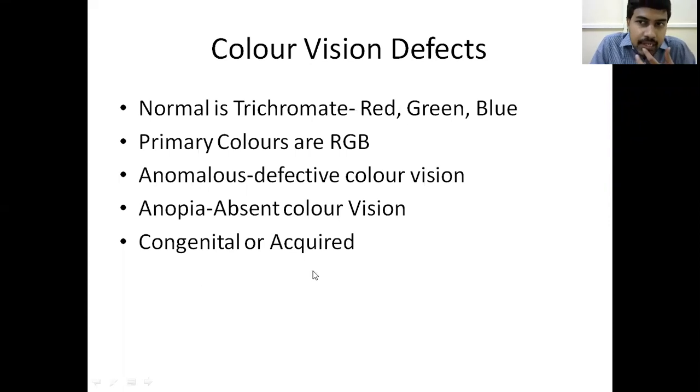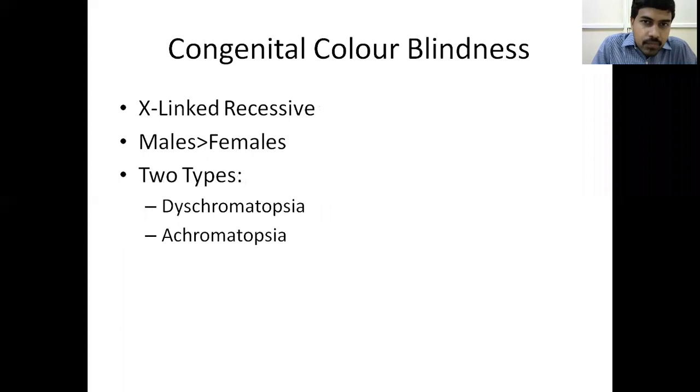And it could be congenital or acquired. It could be congenital defect or acquired defect. So congenital color blindness is X-linked recessive. It is seen in males. Females will be the carriers. It could be two types: dyschromatopsia and achromatopsia. Achromatopsia means he is completely unable to detect one particular color. So either he is red blind, green blind, or blue blind. He is completely unable to see that color. Dyschromatopsia means he is able to see all the three colors, but he wrongly identifies red as green, green as blue, like that. So that is dyschromatopsia.